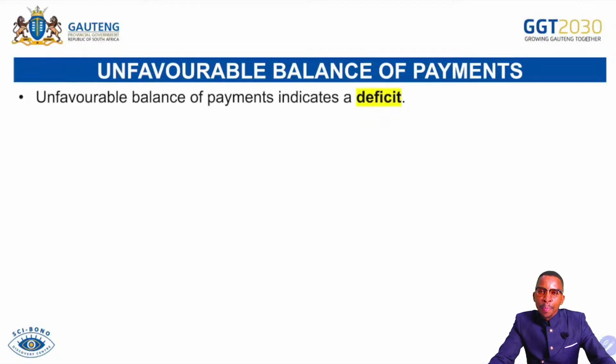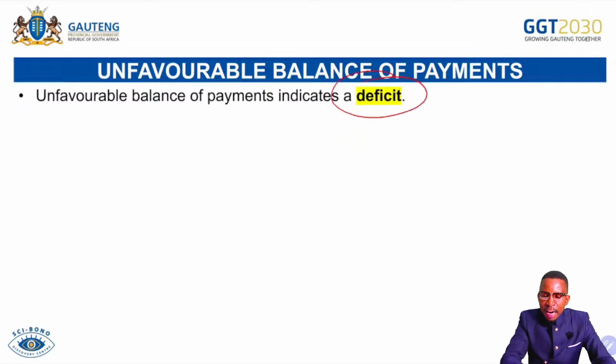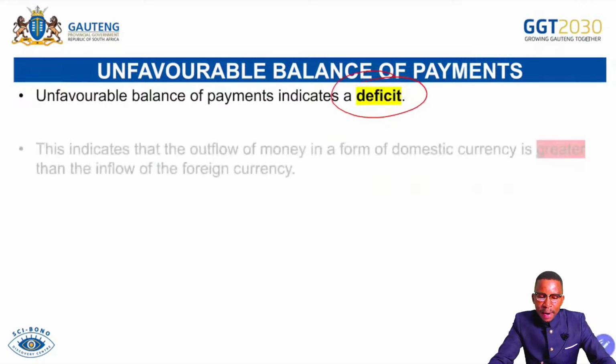Remember, a surplus is obtained when the inflow of foreign currencies exceeds the outflow of our domestic currency. An unfavorable balance of payments occurs when we have a deficit. So what is meant by a deficit?